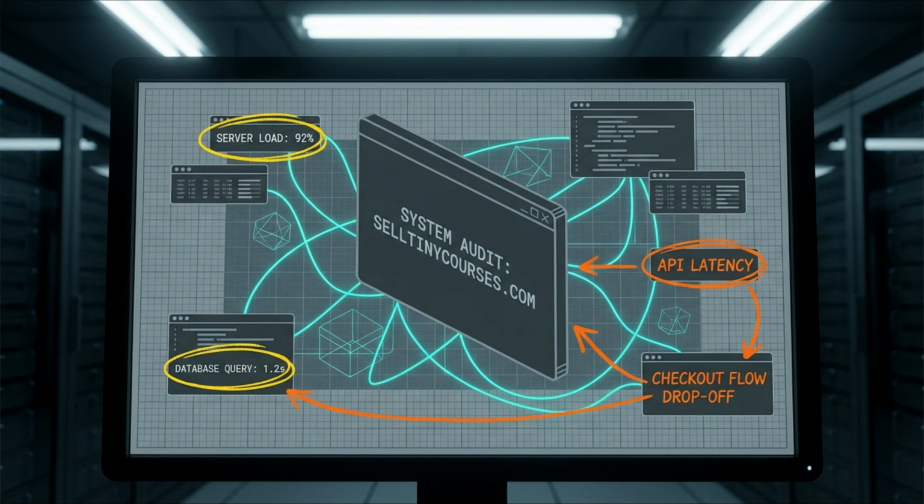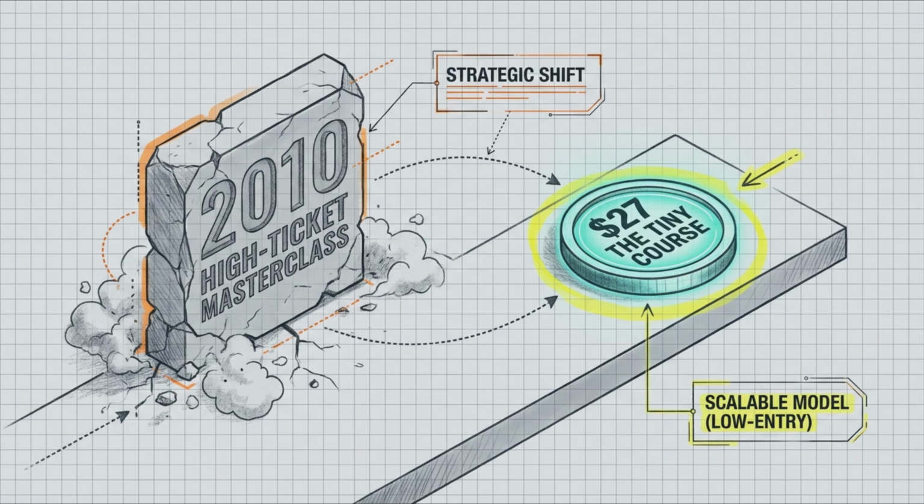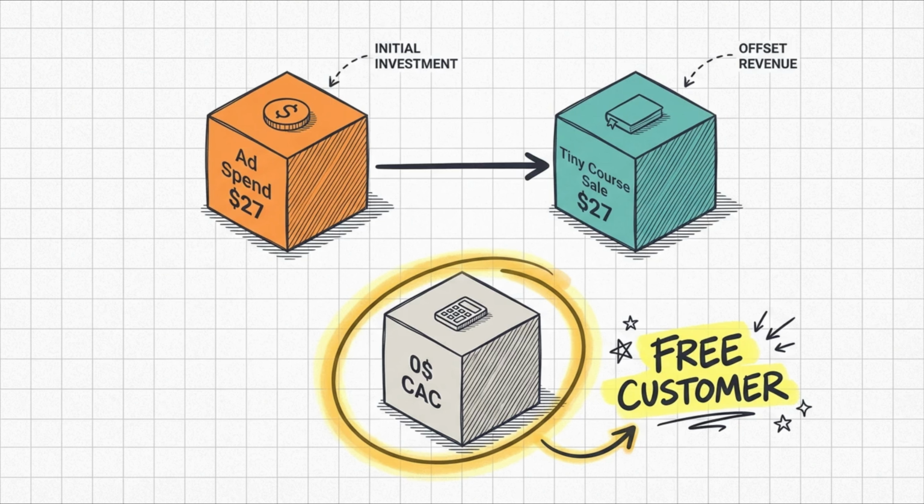All right, so the core thesis is simple. The 2010s era of a $2,000 masterclass is dead. It's being replaced by a paid lead magnet, which is a $27 instrument designed for self-liquidation. It is a scalable, low cost of entry model. In this system, the course isn't the profit center. It's the filter. If it costs you $27 in ads to sell a $27 course, your customer acquisition cost is zero. You've bought a buyer's data for free.